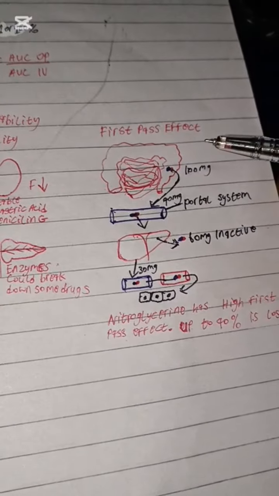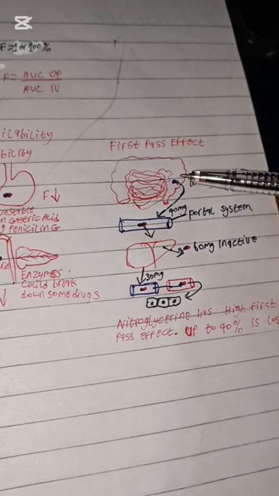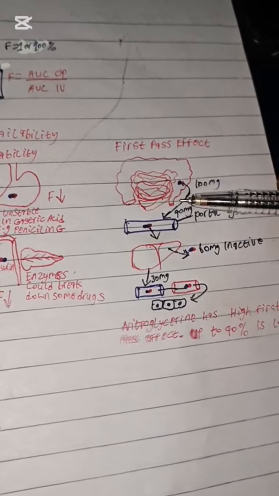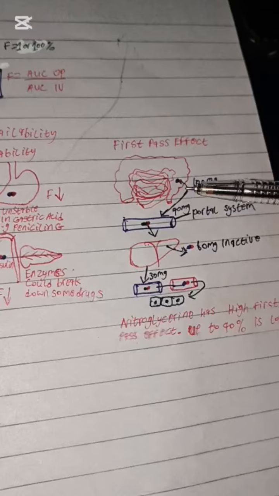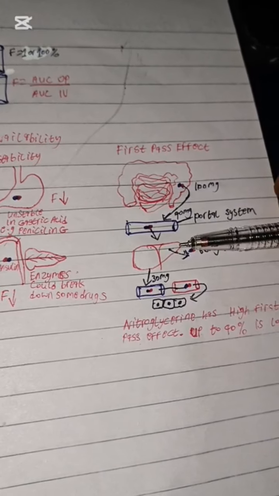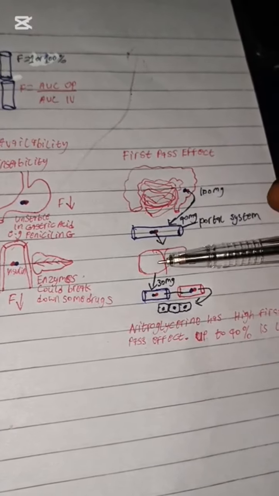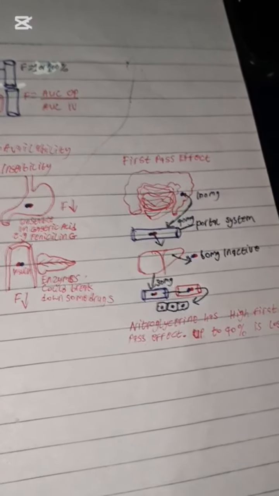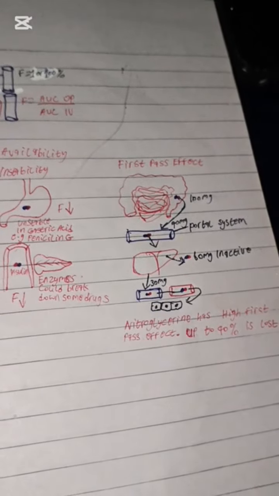Then lastly, we have the first pass effect. Drugs administered and absorbed through the GIT will go into the portal system and pass through the liver. In this process, parts of these drugs are lost during absorption, and also the liver is going to act on the drug. The action of the liver will finally reduce the unchanged part of these drugs, and as a result, the bioavailability of the drug will be reduced.